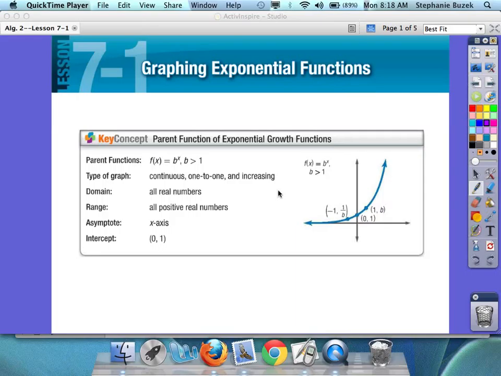So today we're getting into chapter 7, which is on exponential functions. And so first of all, let's go ahead and define what an exponential function is, and then you're actually going to graph exponential functions. And so that's what we're going to be using the netbooks for.